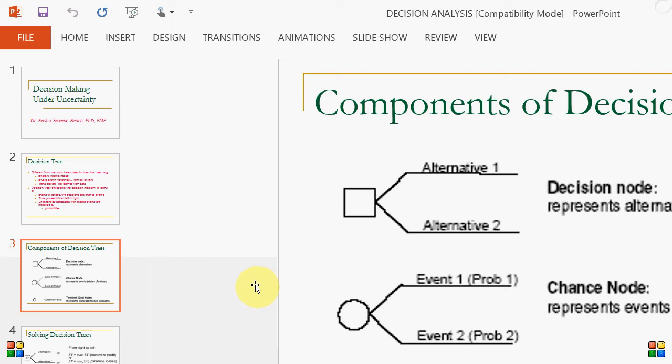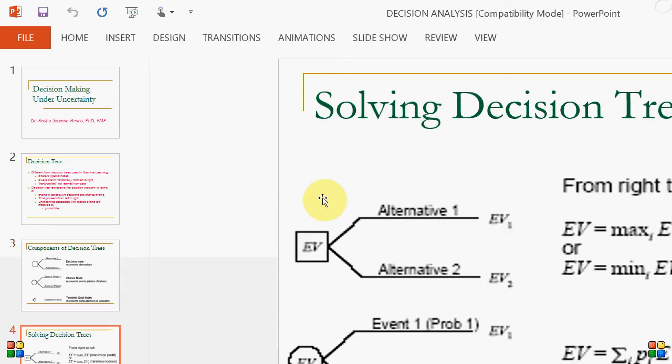And finally, when we have a payoff value or the outcome, that's where we'll have a triangle. So these are all the different components of the decision trees. The next one is solving the decision trees, and that's where we actually move from right to left.